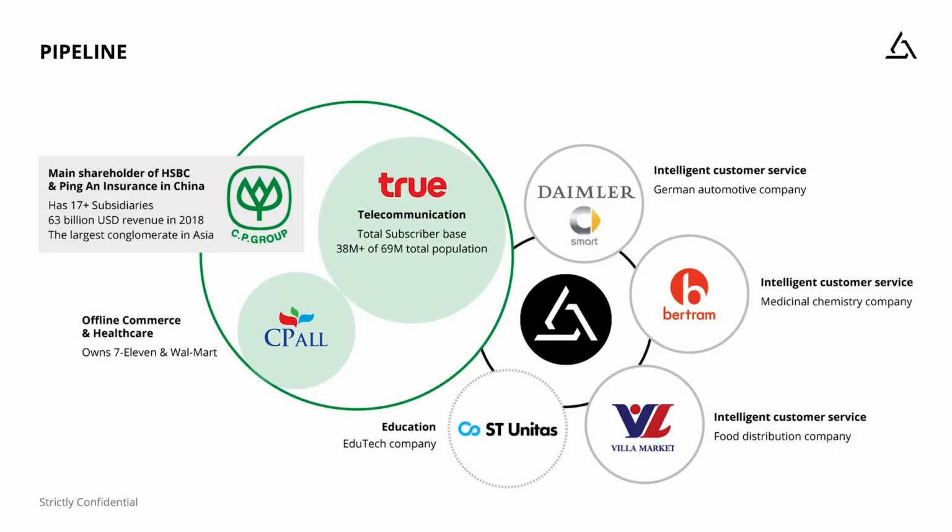The pipeline we have right now is with CP Group. They're also an investor in Mind AI. True Telecommunications, we have a commercial contract. CP as well as Bertram, Villa Market, ST Unitas are all in the pipeline to use our Mind Expression as a conversational AI as a service.